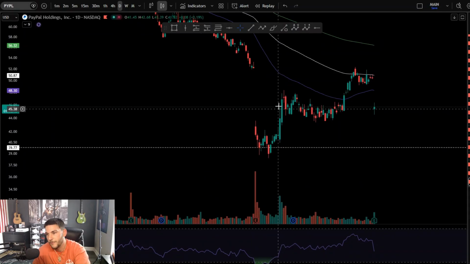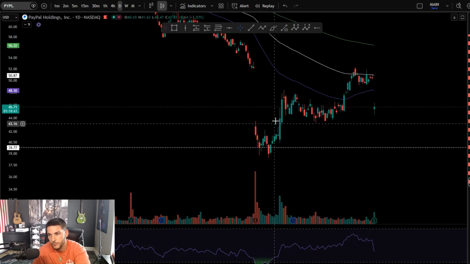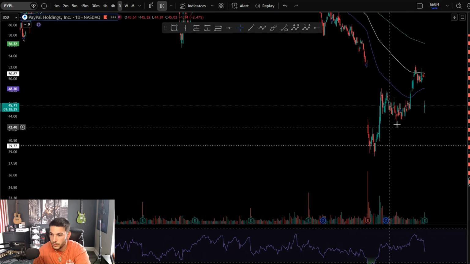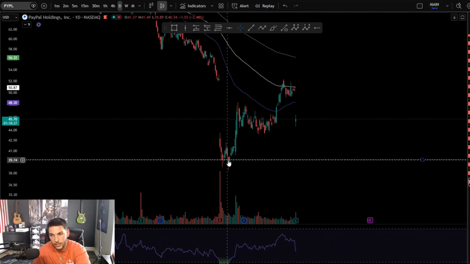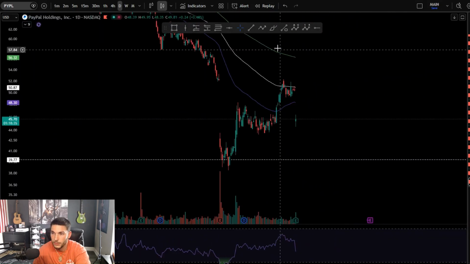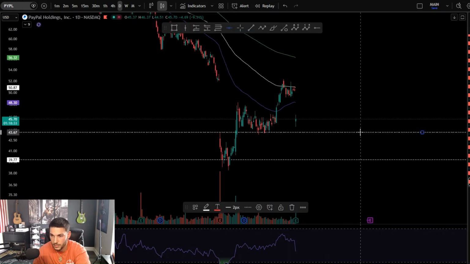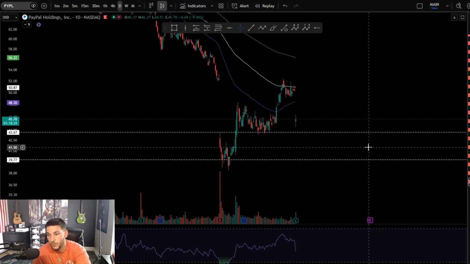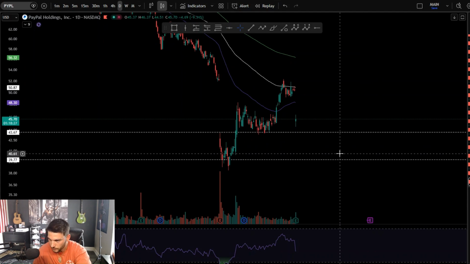Now, that's not enough confirmation for me to get in. If you buy anywhere right here, that's just FOMO. But what we do see happen is we get a clean confirmation. So now we can grab this key support. We left that behind. And how do we know where our entry is?